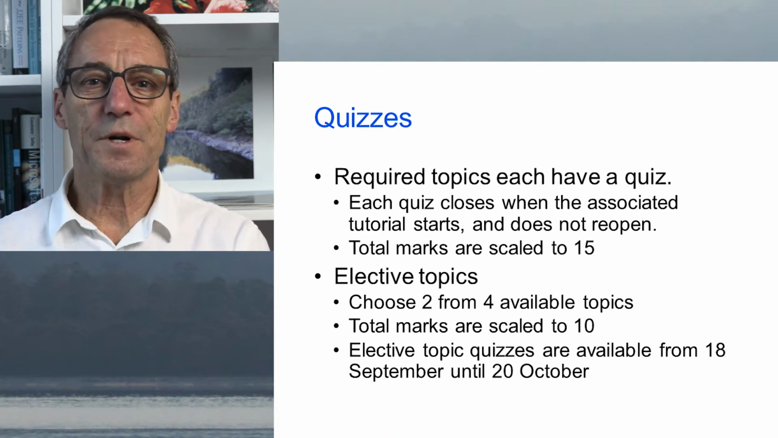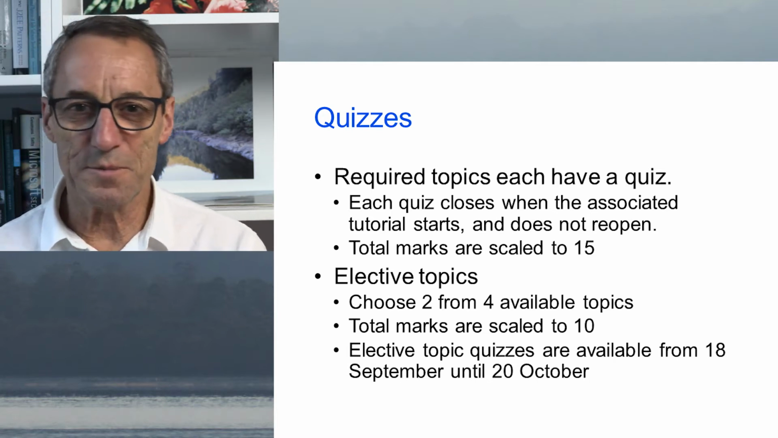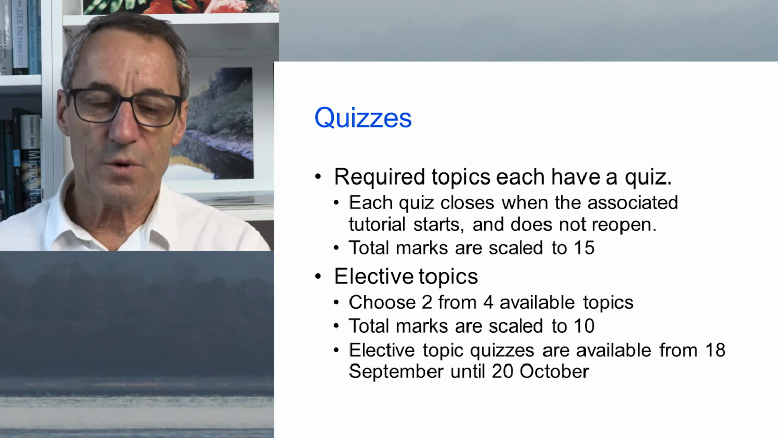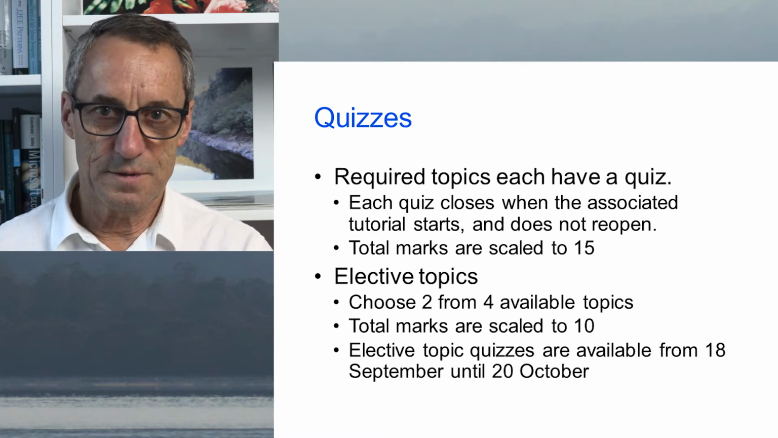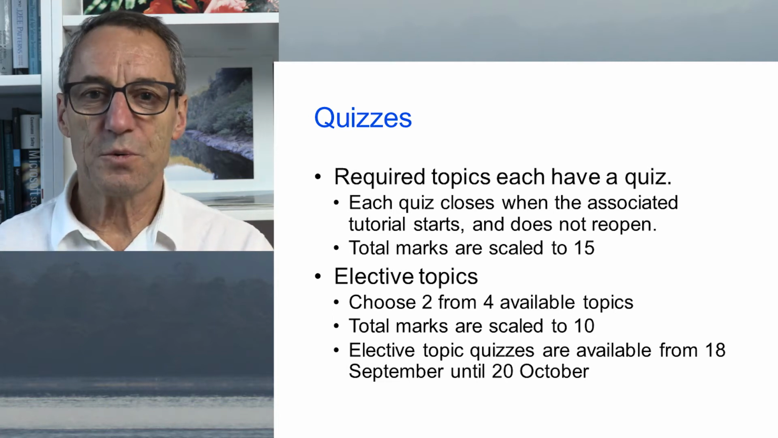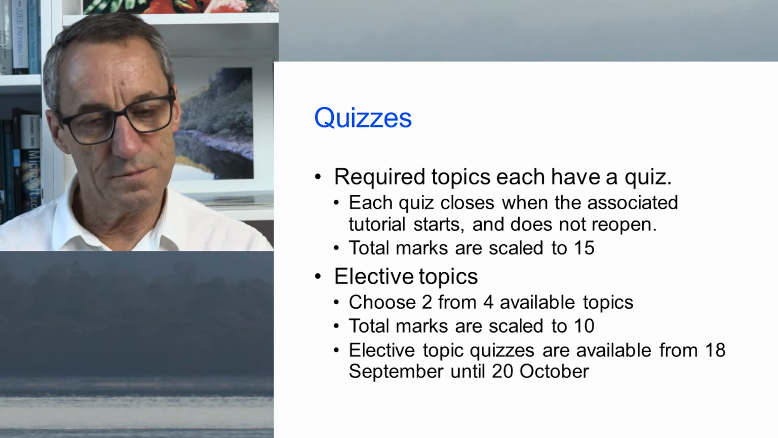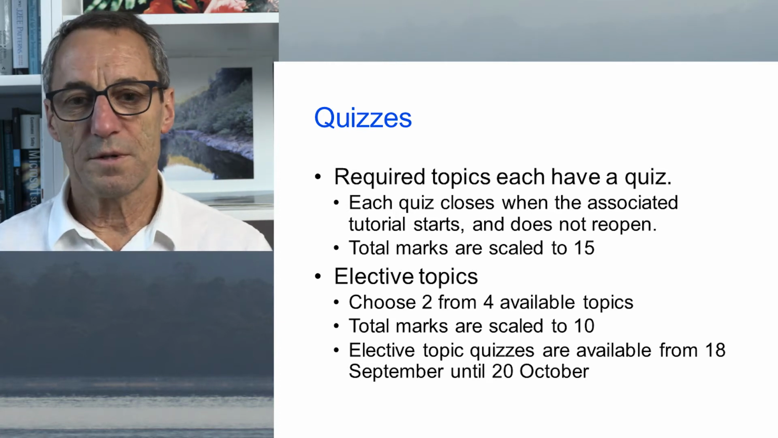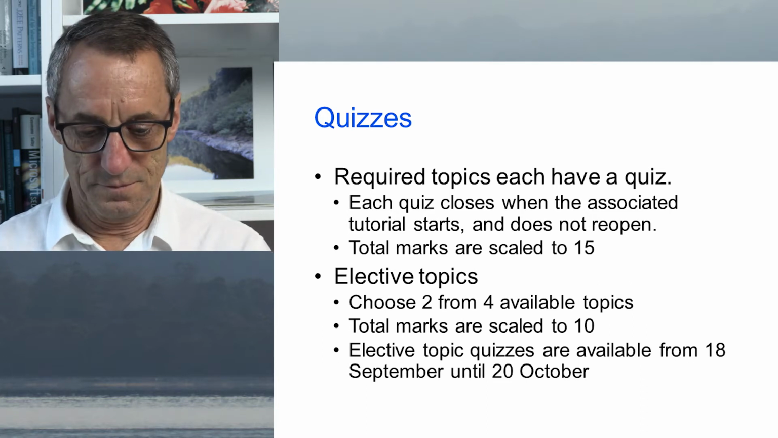Assessment. Where do you get the marks? Well, you get the marks in about 4 different places. Quizzes. The required topics each have a quiz. And I think there's about 6 of them. Each quiz closes when the tutorial opens. We've been through that. The total number of marks is scaled to 15.